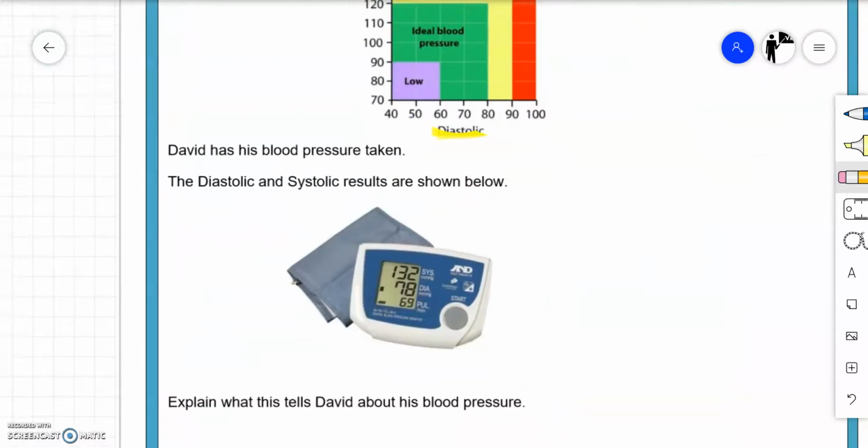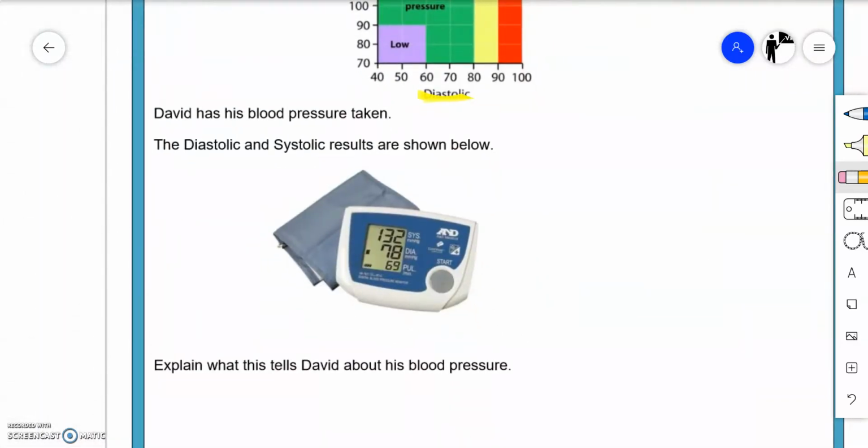Okay, so let's have a look. David has his blood pressure taken. The diastolic and the systolic.